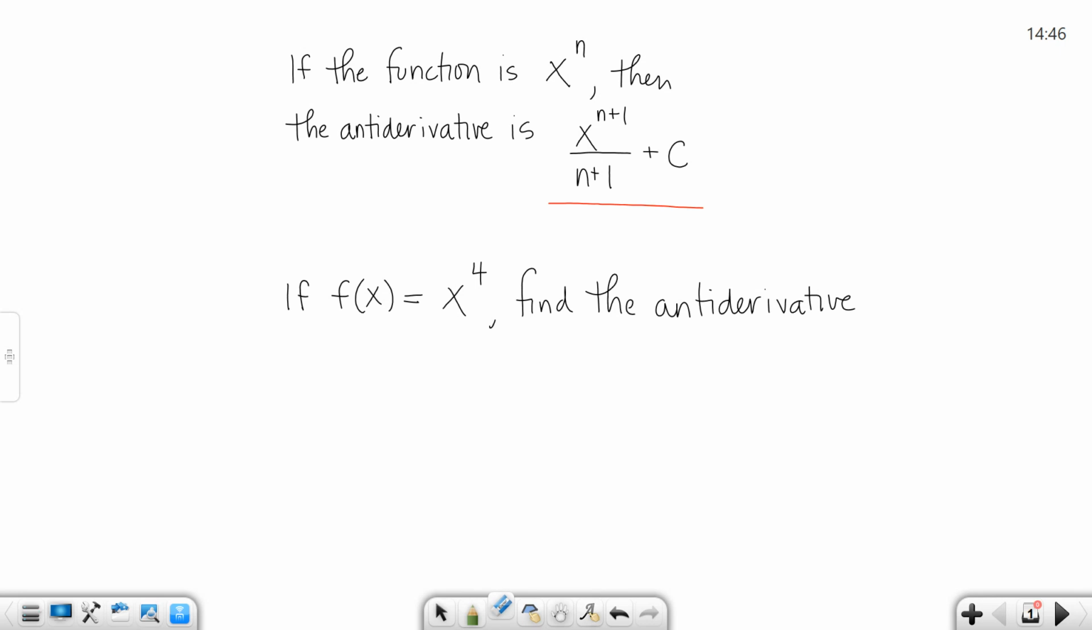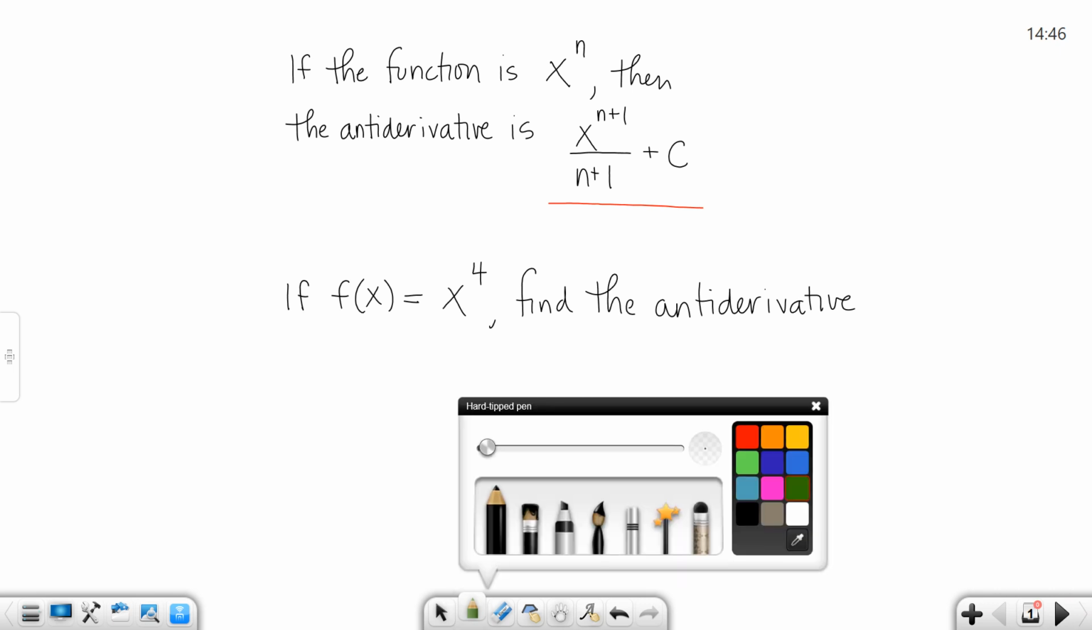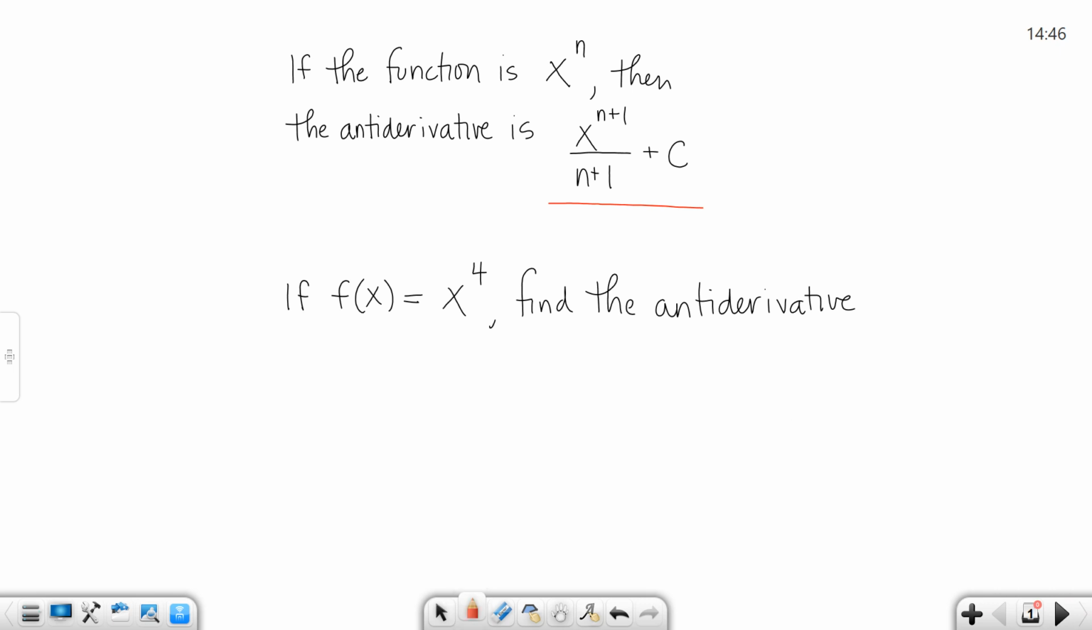In this section, you're talking about the antiderivative. The antiderivative is the opposite direction of the derivative. When you had the power rule, remember you subtracted 1 from the exponent. Well, in the antiderivative power rule, you add 1 to the exponent. So here's how it looks. I'm asking you to find the antiderivative of x to the 4th.